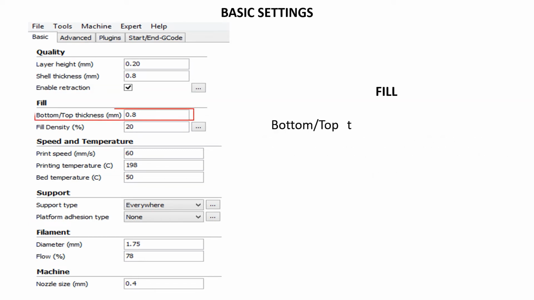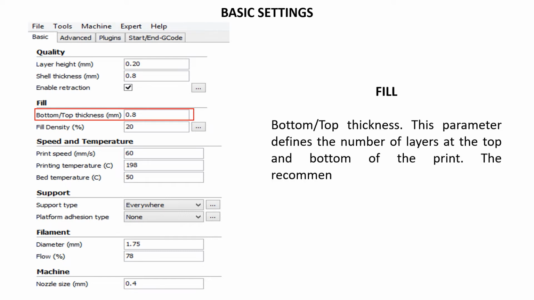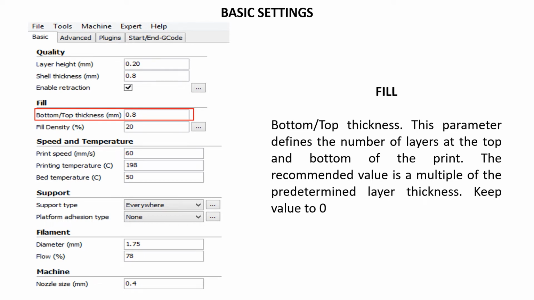Fill. Bottom/top thickness. This parameter defines the number of layers at the top and the bottom of the print. The recommended value is a multiple of the predetermined layer thickness. Keep value to 0.8 mm.